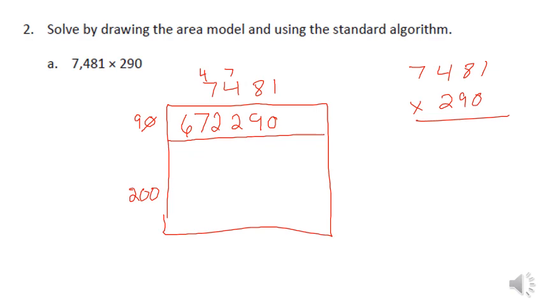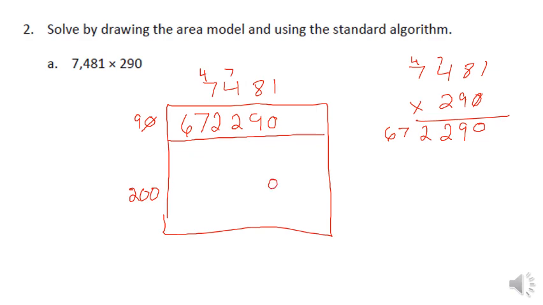So we have now 672,290. Over on the standard algorithm, it would look the same way. We're going to use this 0 down here so that we can have a placeholder. We go to 9 times 1 is 9. 9 times 8 is 72, carry our 7. 9 times 4 is 36, and 7 would be 42, carry the 4. 9 times 7 would be 63, and 4 would be 67. And we end up with the same numbers.